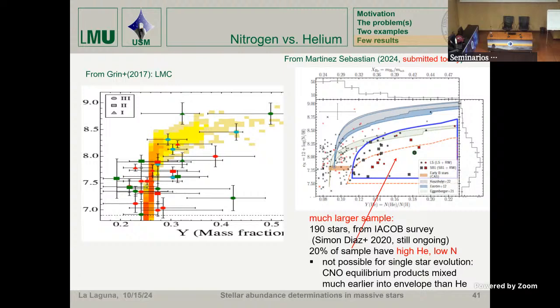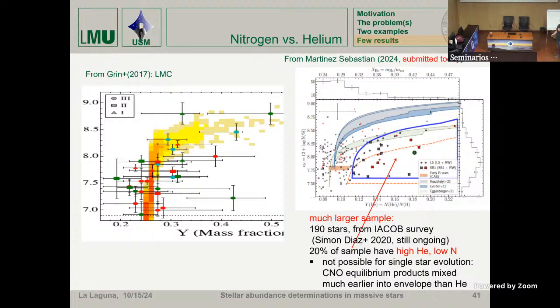Roughly 20% of the sample have high helium and low nitrogen. And this is just the other way around what one would expect from rotational mixing in single stars. Namely, in single stars, you would expect that at first you enrich nitrogen and then finally you enrich hydrogen, helium. And that would lead to something like this here. But this here is the opposite. High helium, low nitrogen. And we have checked all evolutionary scenarios. This is, you can believe me, more or less impossible with standard single star evolution.